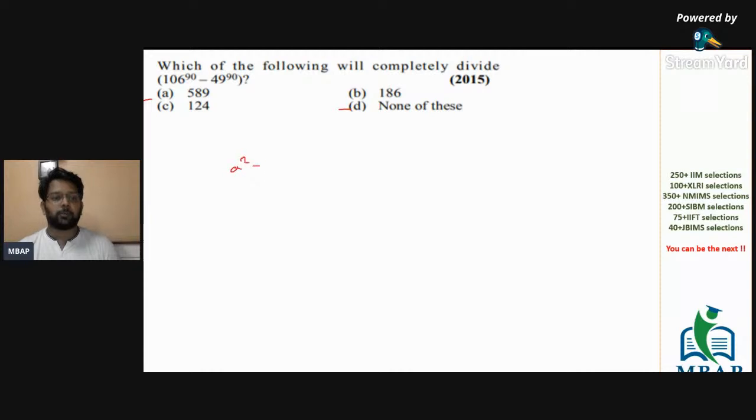We know the number is in the form of a square minus b square, and the general formula for a square minus b square is a plus b into a minus b. The value is 106 raised to 90 minus 49 raised to 90. So I'm very sure it is a raised to n minus b raised to n, and the value of n is odd. So the value is going to be divisible by both a plus b and a minus b, which is 106 plus 49 and 106 minus 49.